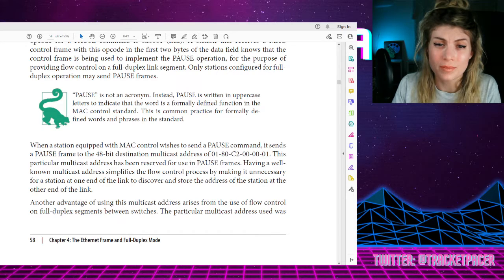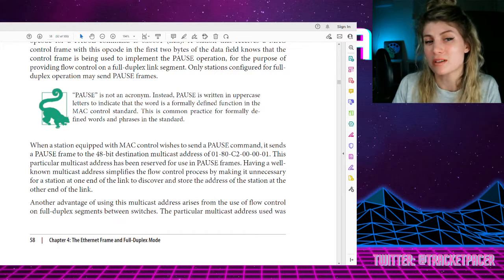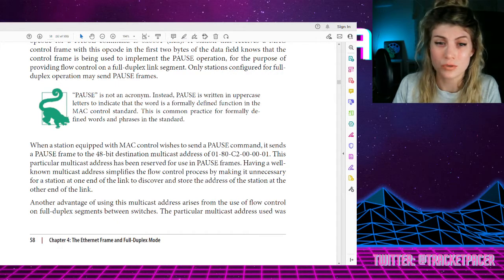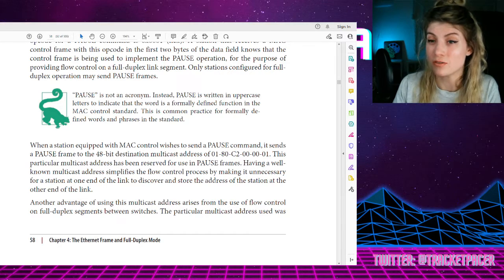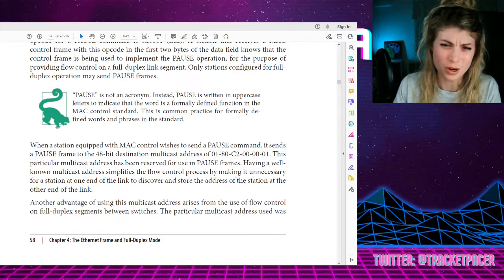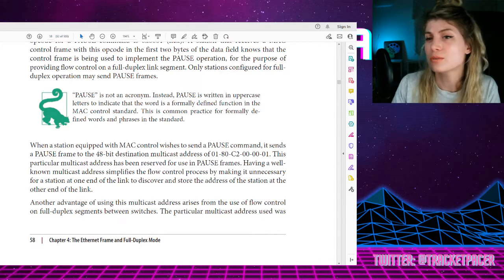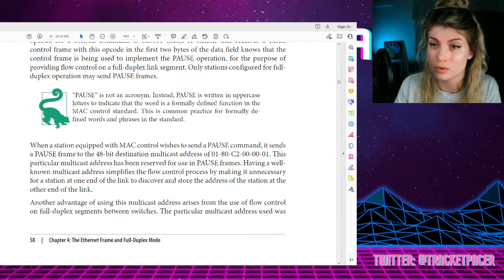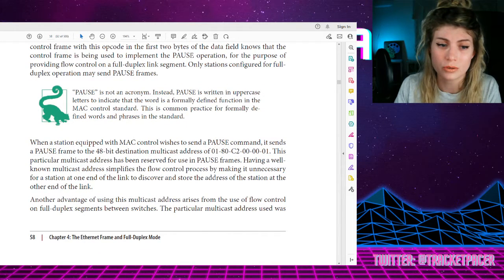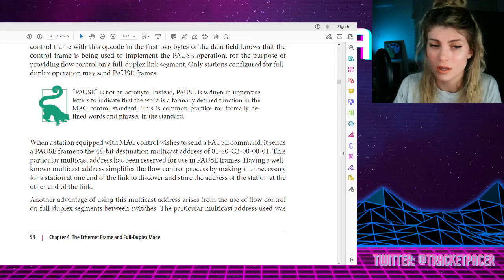PAUSE is not an acronym. Instead, PAUSE is written in uppercase letters to indicate that it is a formally defined function in the MAC control standard. This is common practice for formally defined words and phrases in the standard. Okay, so basically it's capitalized because it looks cool. That's fine, whatever. We do a lot of stuff for that reason.